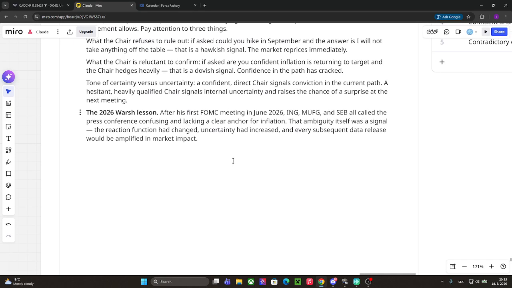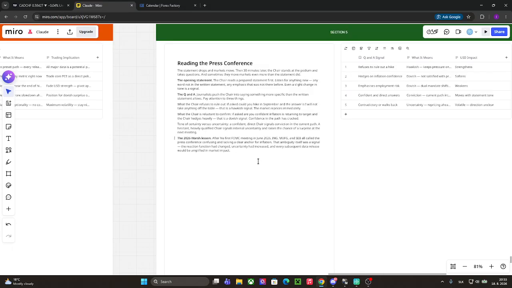The 2026 Warsh lesson. After his first FOMC meeting in June 2026, ING, MUFG, and SAB all called the press conference confusing and lacking a clear anchor for inflation. That ambiguity itself was a signal. The reaction function had changed. Uncertainty had increased. Every subsequent data release would be amplified in market impact.